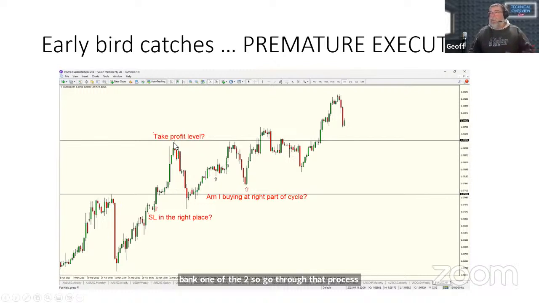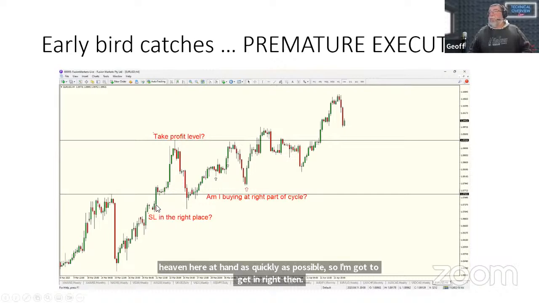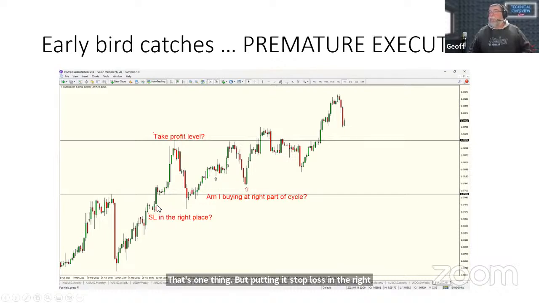So go through that process and ask those questions. Go back in your chart, have a look at them. Then you'll gain a very, very solid system that gives you that checklist, right? Okay, I love the candle. I love the fact that it's broken that level. I want to enter here so that the market's going to heaven here in hand as quickly as possible. So I've got to get in, right? That's one thing, but putting your stop loss in the right place is another. And in this case, underneath the candle wasn't good enough. Underneath this swing was probably the place to put it.